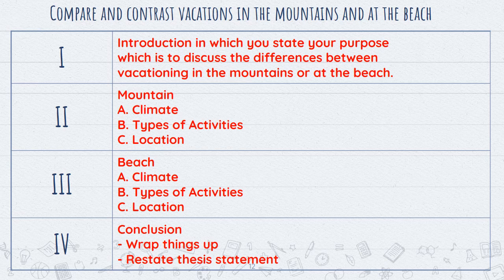So once I finish talking about all the things about the mountains, I move on to the beach. And using the same exact things that I put in the beginning when I was talking about the mountain. That means the climate, I'm going to discuss the climate. Then I'm moving to the types of activities, what kind of activities I can do on the beach. Then the location. Where is it? Is it far? Is it near? Is it good? Is it bad? Etc. And then the last thing is the conclusion. The conclusion here, you wrap things up and restate the thesis statement. Okay?